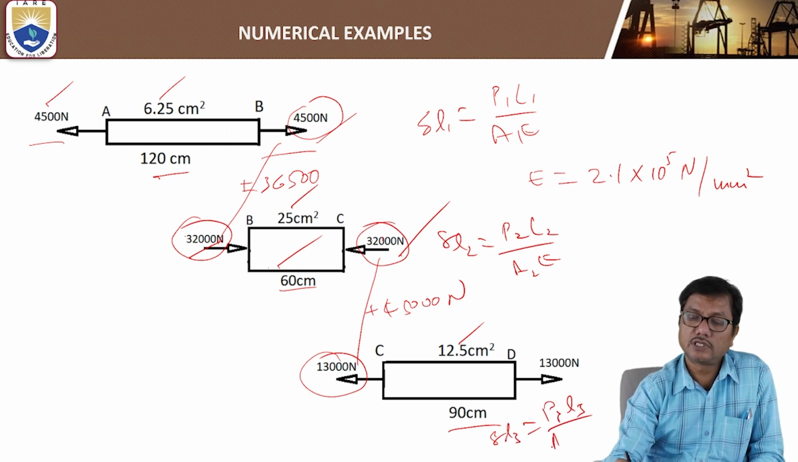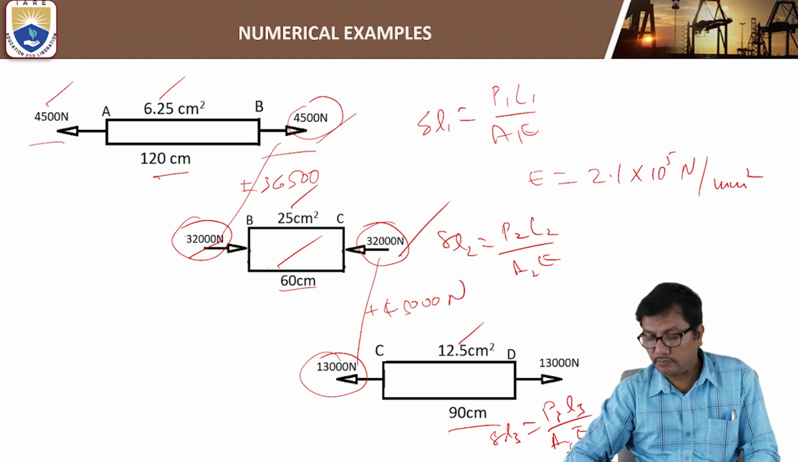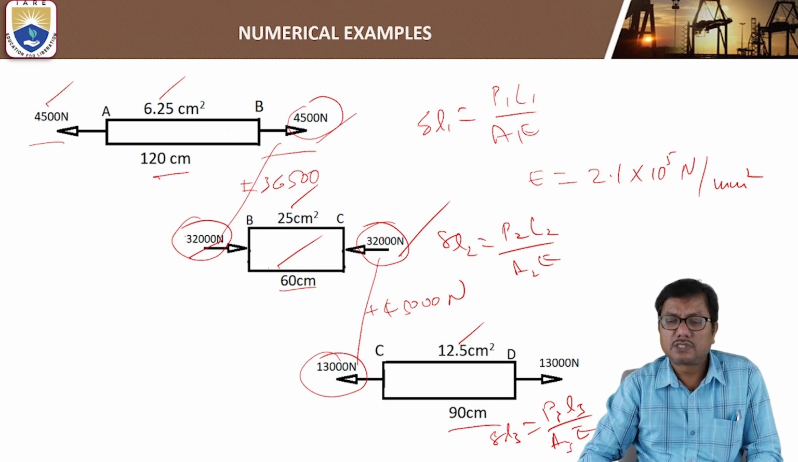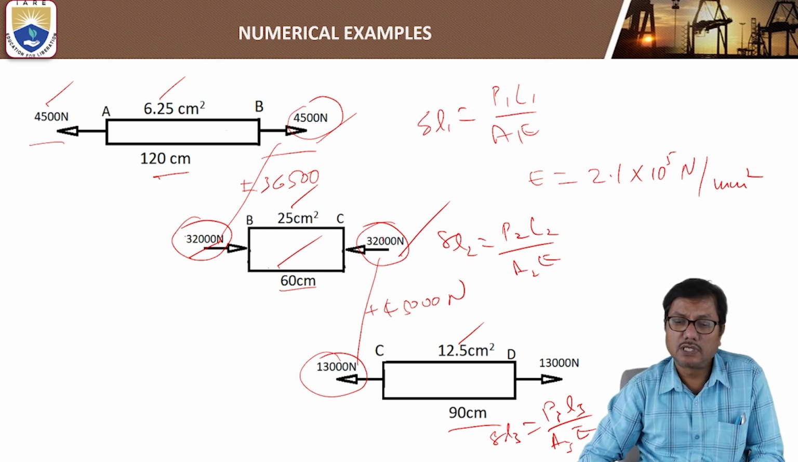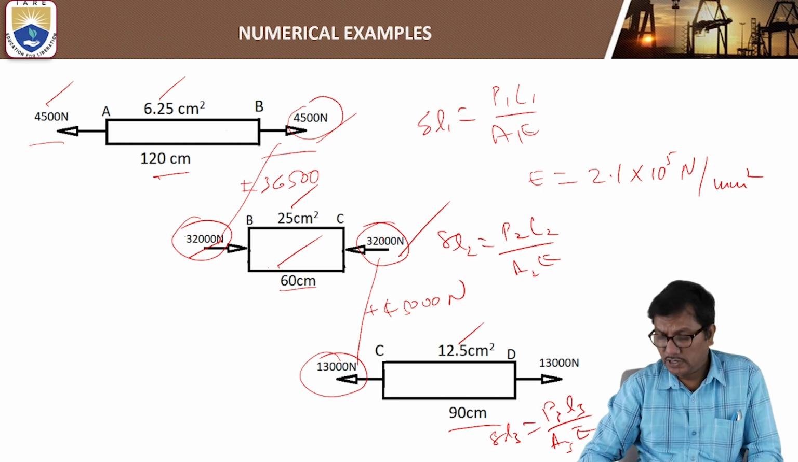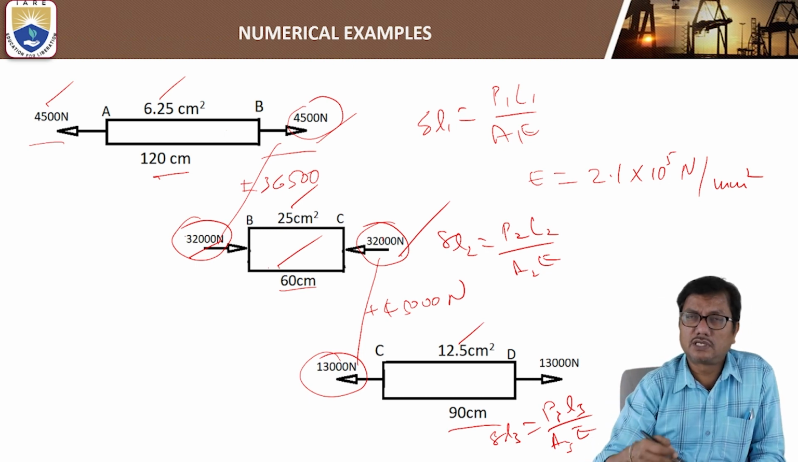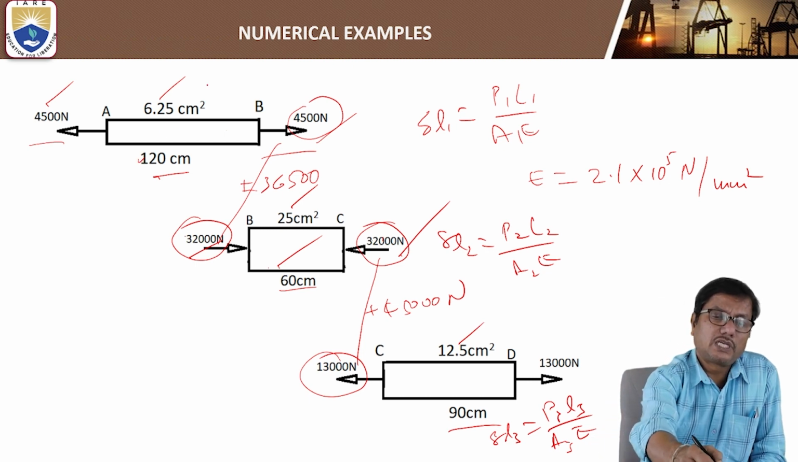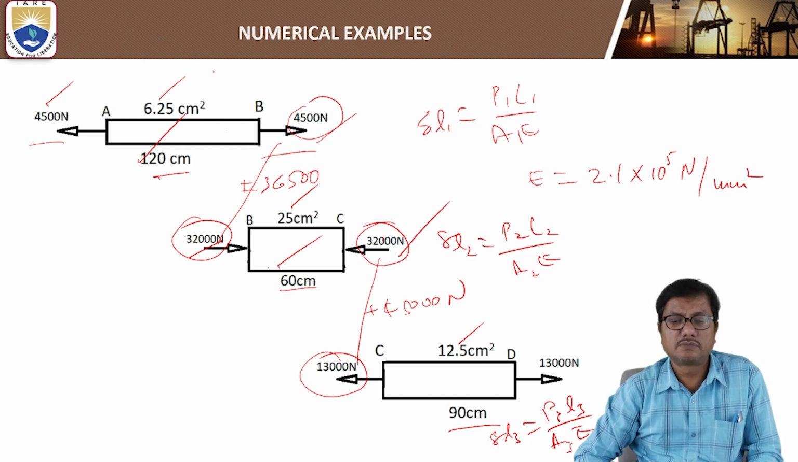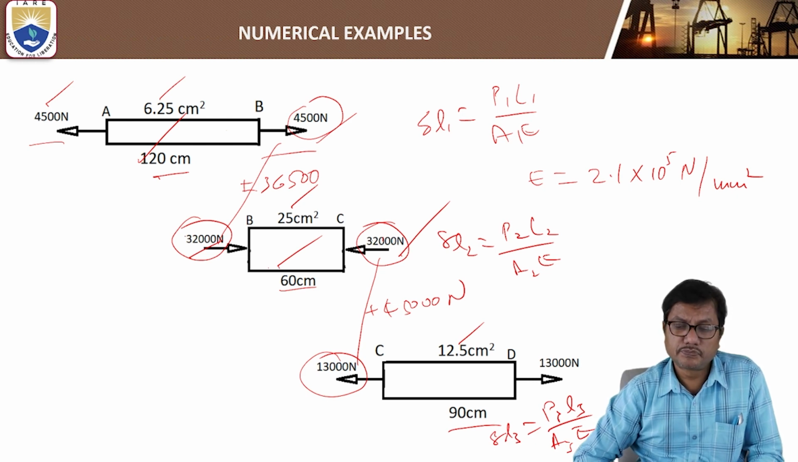So substituting the values, we can calculate the extensions delta L1, delta L2 and delta L3, and by adding these, the algebraic sum we have to find. Member AB is subjected to tension, so delta L1 will be increasing, positive. That means there will be an increase in the length of AB.